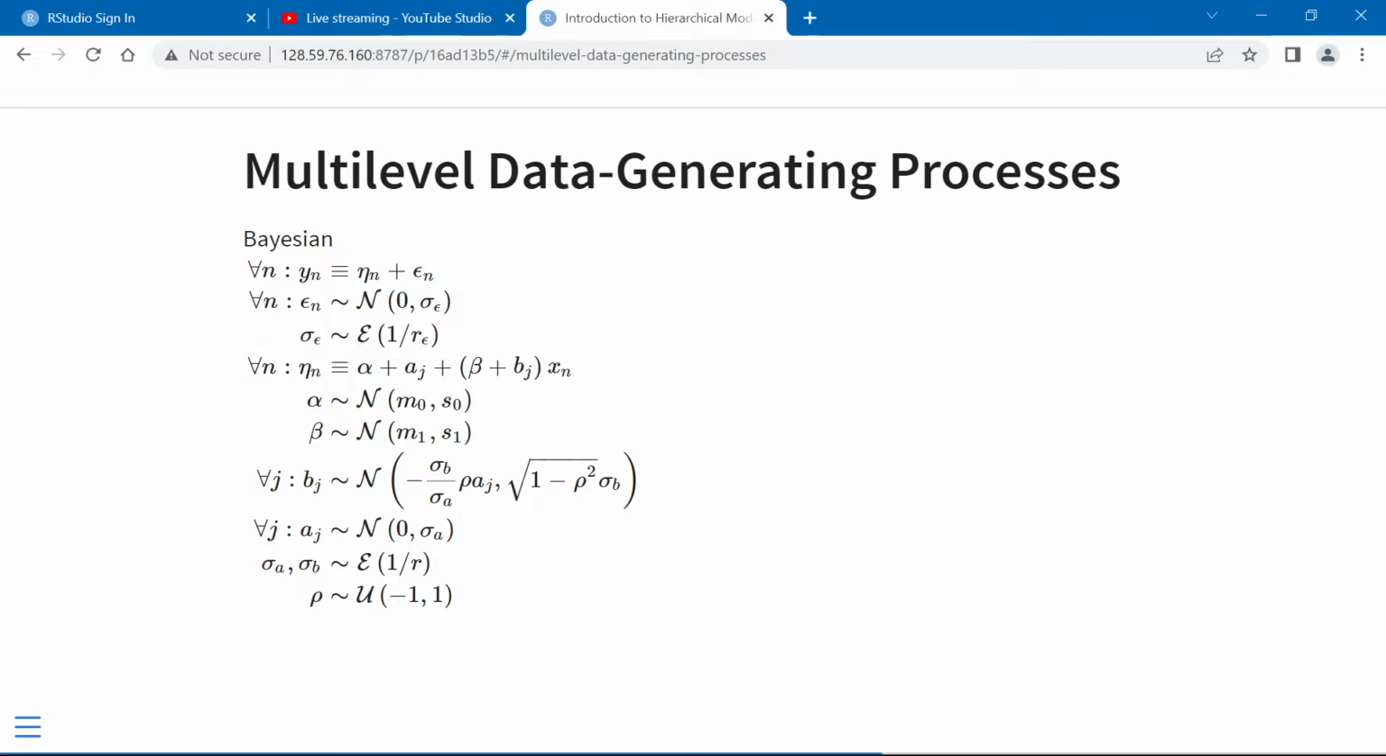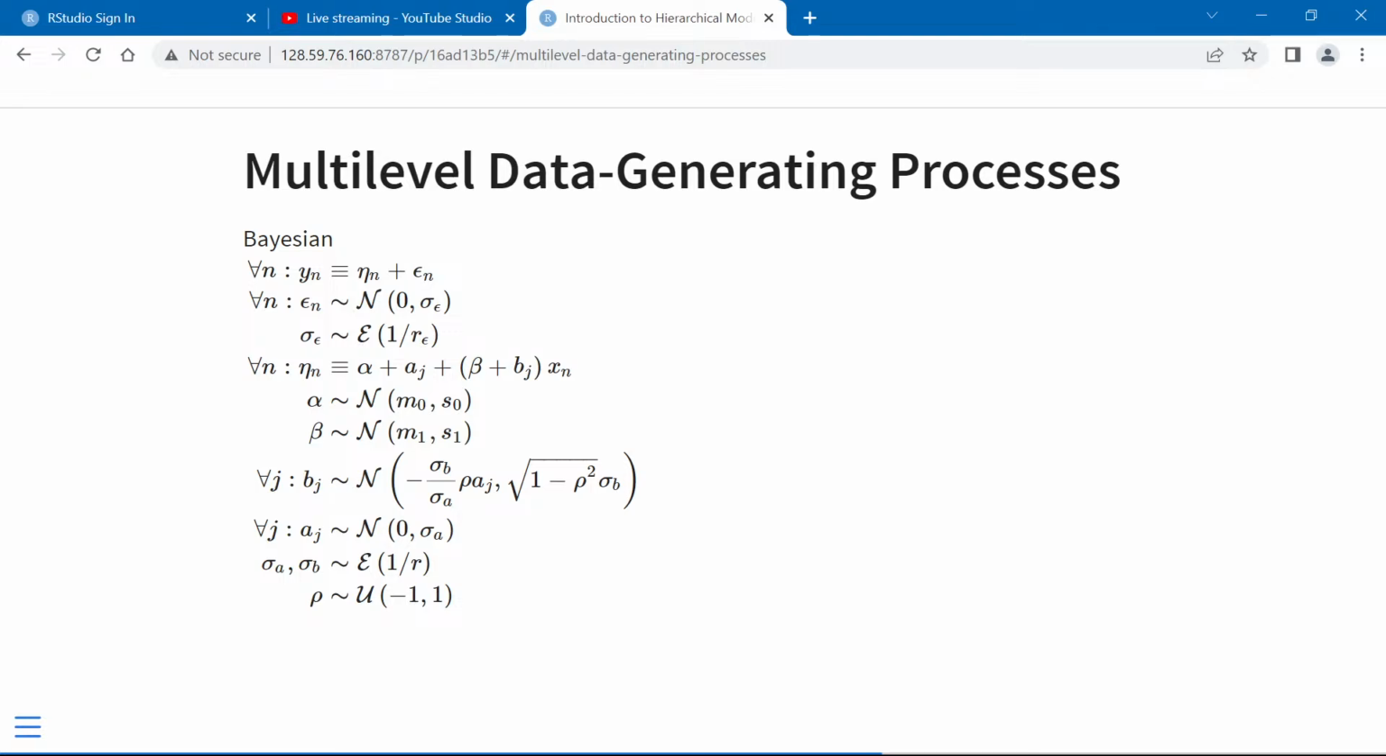So from a Bayesian perspective, this is what these multi-level models look like, and this is only slightly different from what we've done earlier today and in past weeks. So what we observe is the sum of eta and epsilon. Epsilons are normal and independent of each other, at least conditional on sigma epsilon. Might have an exponential prior. Again, I put the reciprocal there where I shouldn't have.